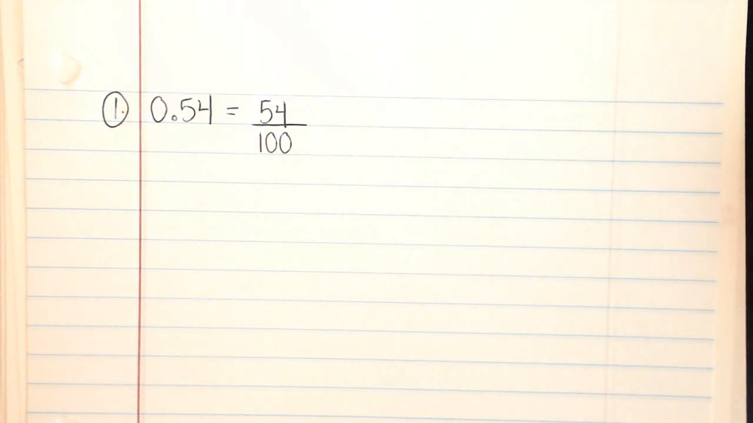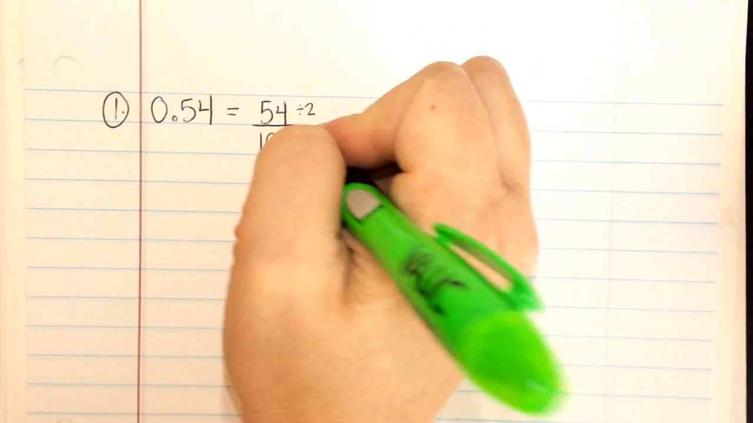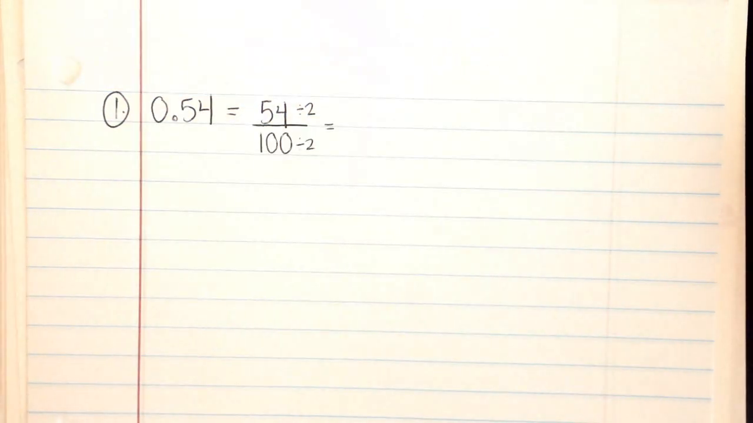All right, can I simplify 54 over 100? Mary Webb, what can I use to simplify it? 2. They're both even numbers, so I can divide them by 2. All right, guys, do you see how neatly I'm writing out my work so it's easy to read? I know what's going on.